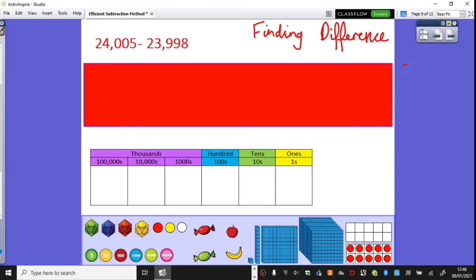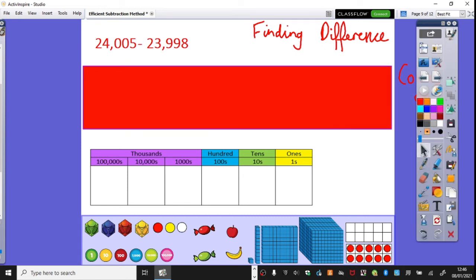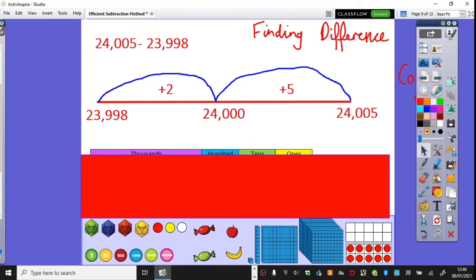So we can do something called counting on, and I'm going to show you on my number line now what that would look like. So you'd start with your number 23,998, and you're going to think about the fact that it's only 2 here in order to get to 24,000. And then to get from 24,000 to 24,005, it's only another 5. So altogether, the difference between those two numbers is 5.